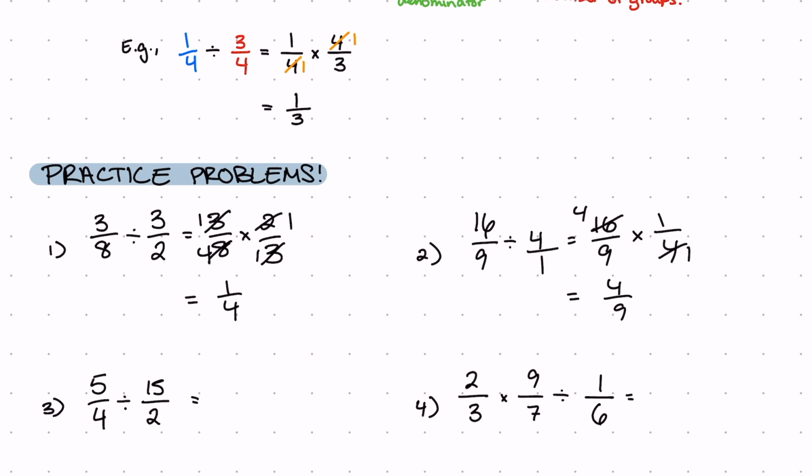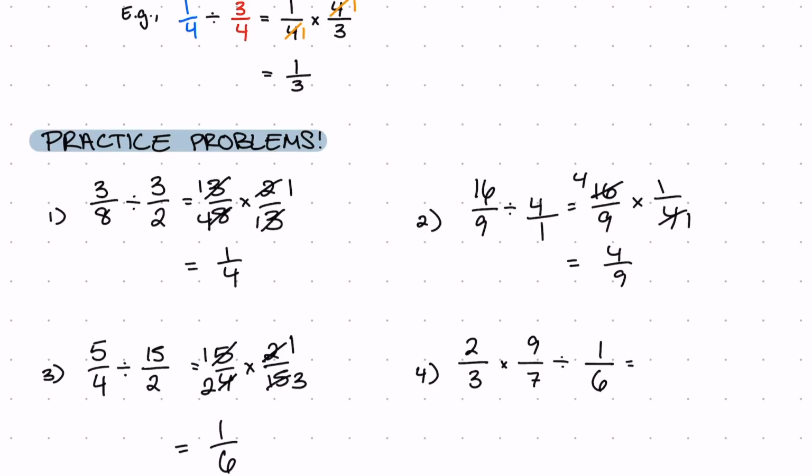Now for the third one, we have 5 over 4 divided by 15 over 2. So that's going to be the same as 5 over 4 times 2 over 15. 15 and 5 are both divisible by 5. And 2 and 4 are both divisible by 2. And so what we're left with is 1 times 1 over 2 times 3. So that's going to be 1 over 6.